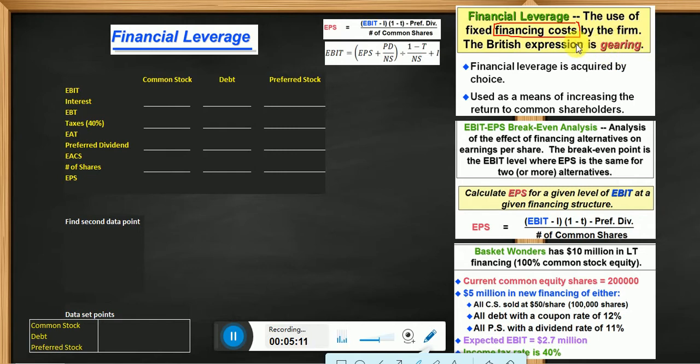If you remember, you have studied financial statement ratios in business finance. In those ratios we had financial leverage ratios. All the financial leverage ratios were related to debt. So that is why when we talk about financial leverage, we mean debt. Okay, in the British term it is called gearing.